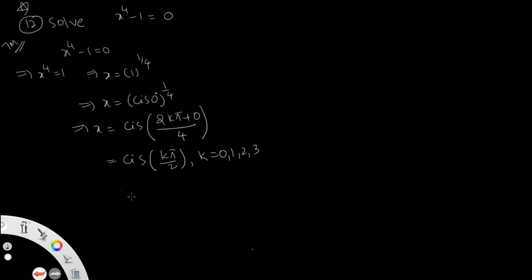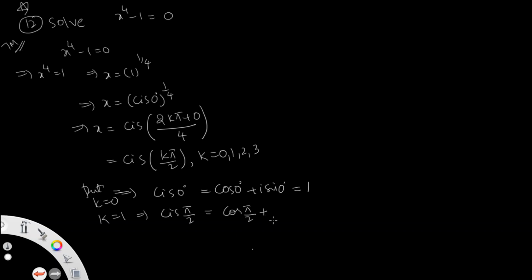Now substitute. Put k equal to 0, then cis 0 is nothing but cos 0 plus i sin 0, that is equal to 1. Suppose k equal to 1, cis pi by 2 is nothing but cos pi by 2 plus i sin pi by 2, sin 90 is 1, that is i. For k equal to 2, that is cis pi, nothing but cos pi plus i sin pi, that is minus 1.